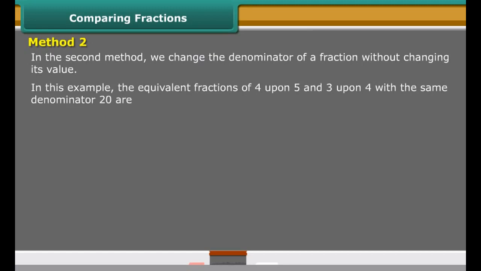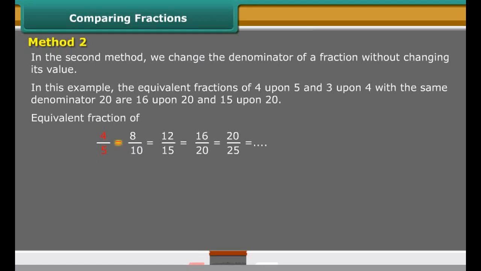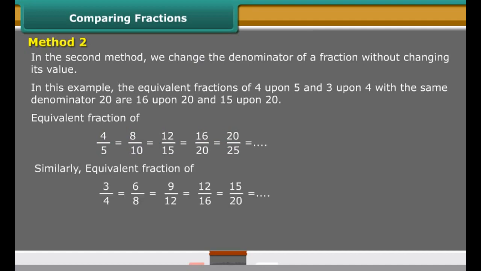In this example, the equivalent fractions of 4/5 and 3/4 with the same denominator 20 are 16/20 and 15/20. Equivalent fractions of 4/5 are 8/10, 12/15, 16/20, 20/25, and so on. Similarly, equivalent fractions of 3/4 are 6/8, 9/12, 12/16, 15/20, and so on.